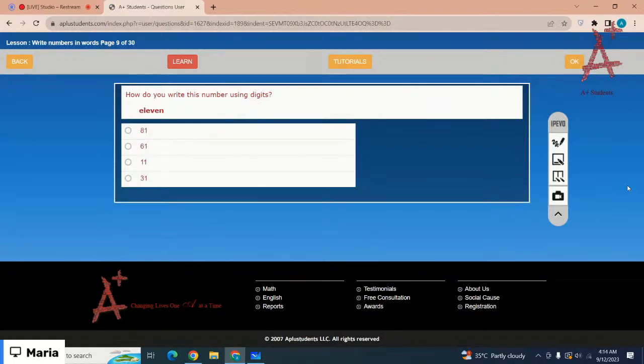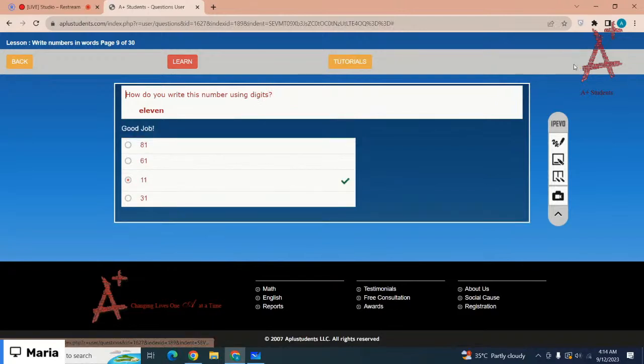Okay, the next one is how do you write this number using digits? 11. So, which is the correct option? How do you write 11? Yes, option number 3 is the correct option, right? Very good.